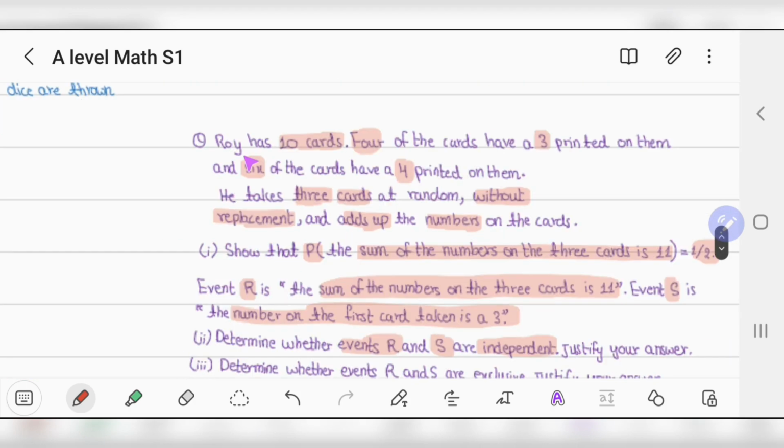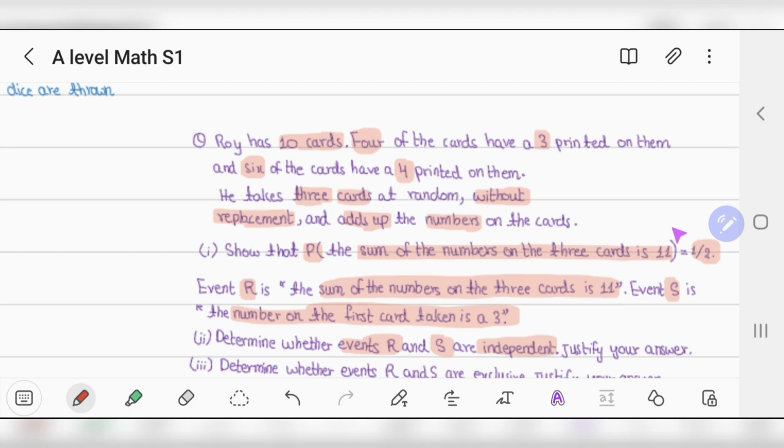So we have this question. Roy has 10 cards. 4 of the cards have a 3 on them, and 6 of the cards have a 4 on them. He takes 3 cards at random, without replacement, and adds up the numbers on the cards. Show that the probability that the sum of the numbers on the 3 cards is 11.